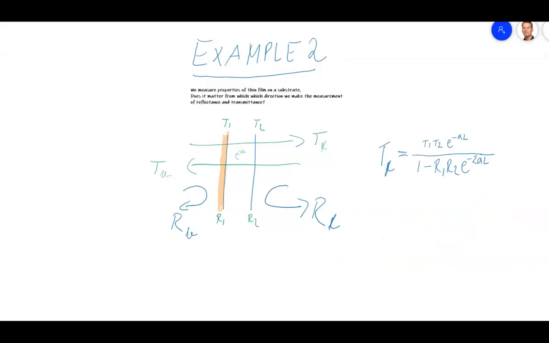Second example, we again have a film on a substrate and we want to measure the properties of the film. And our question now is, does it matter from which direction we make the measurement of reflectance and transmittance? So let's take the transmittance of the film first. In the forward direction, the total transmittance is given by the formula including the transmittance of the interfaces and the reflectances.